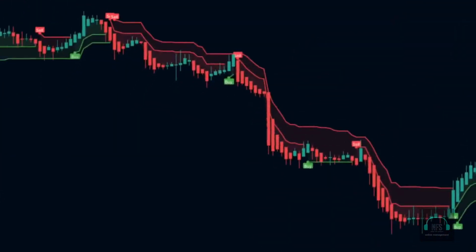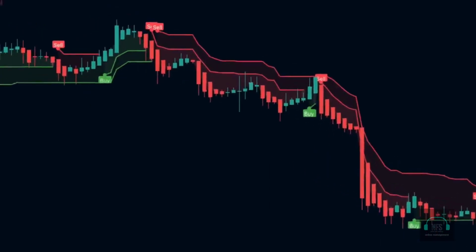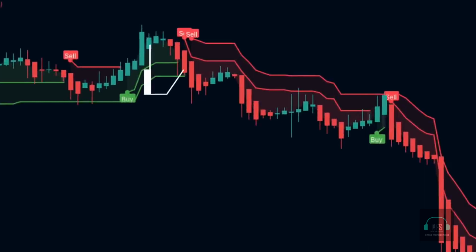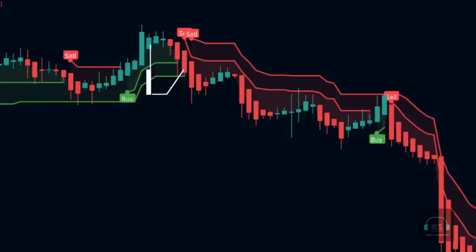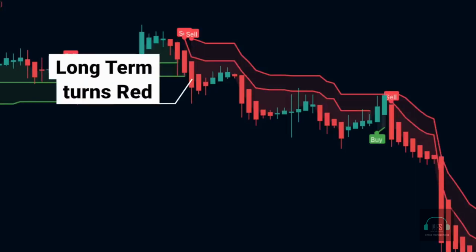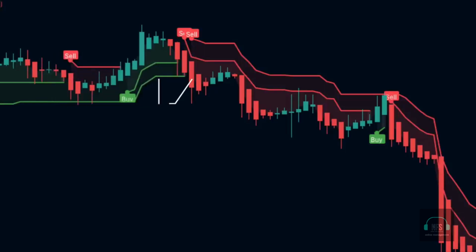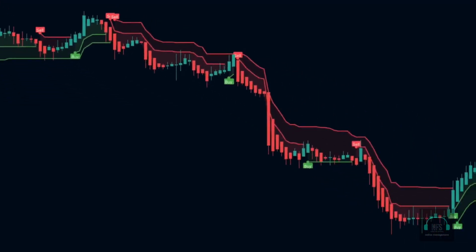Let us look at an example. Here on this chart, we can see that the price was initially in an uptrend as the two SuperTrends were green. Then, we see that the short-term SuperTrend turns red on this candle. But we will not sell yet. We wait. On the next candle, we see that the long-term SuperTrend also turns red. Now, we have both the SuperTrends in red. This is a sell signal. We will sell at the close of this candle.